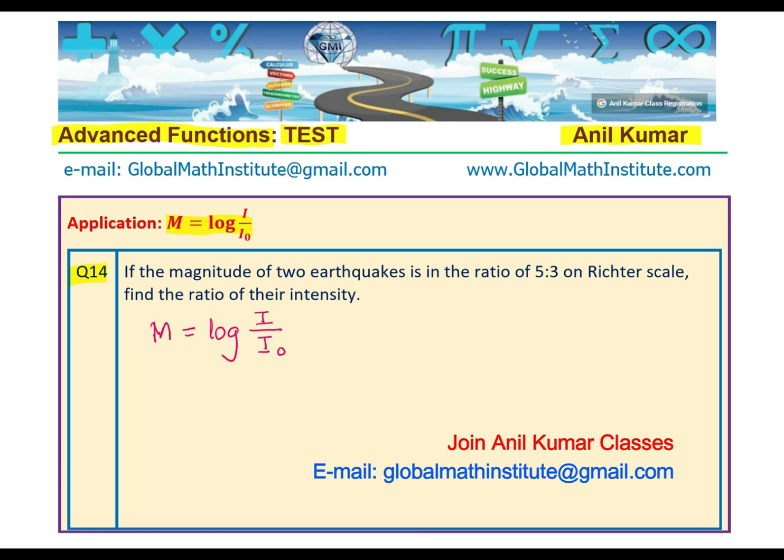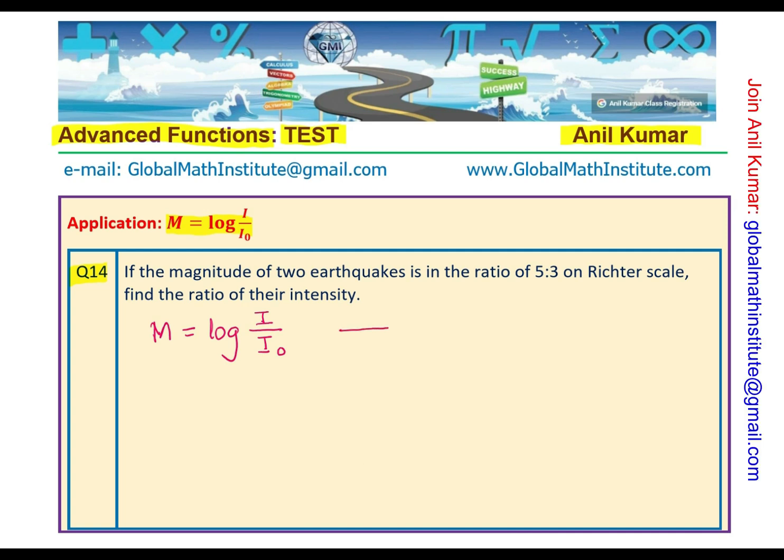This logarithmic equation can be written in exponential form also. So we could also write this equation as, base is 10, 10 to the power of m is equal to I over I0. Correct. So that is how the logarithmic and the exponential forms are related.